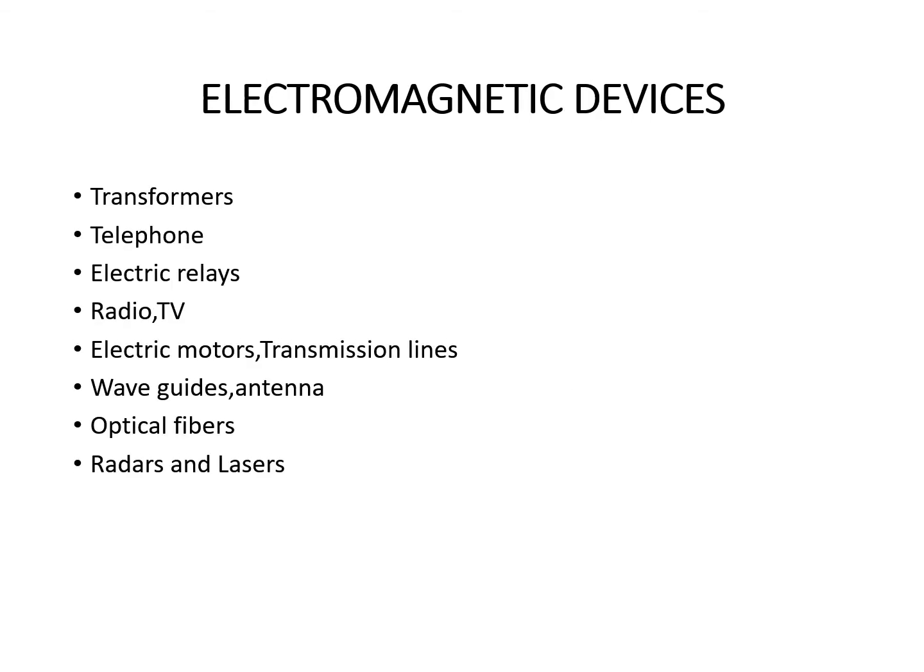Electromagnetic devices. The examples of electromagnetic devices are transformers, telephone, electric relays, radio, TV, electric motors, transmission lines, waveguides, antenna, optical fibers, radars and lasers, etc.